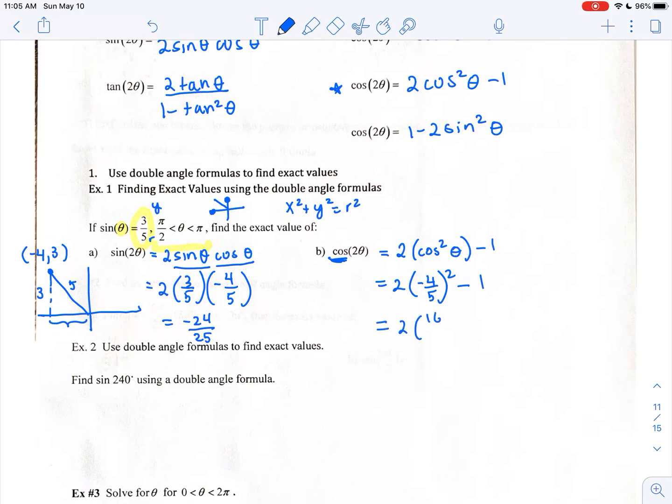When I square it, I get positive 16 over positive 25. 2 times 16 is 32 over 25, minus 1. If I subtract 1 and make it a common denominator, I'm going to make it 25 over 25. In other words, 7/25 would be my answer.